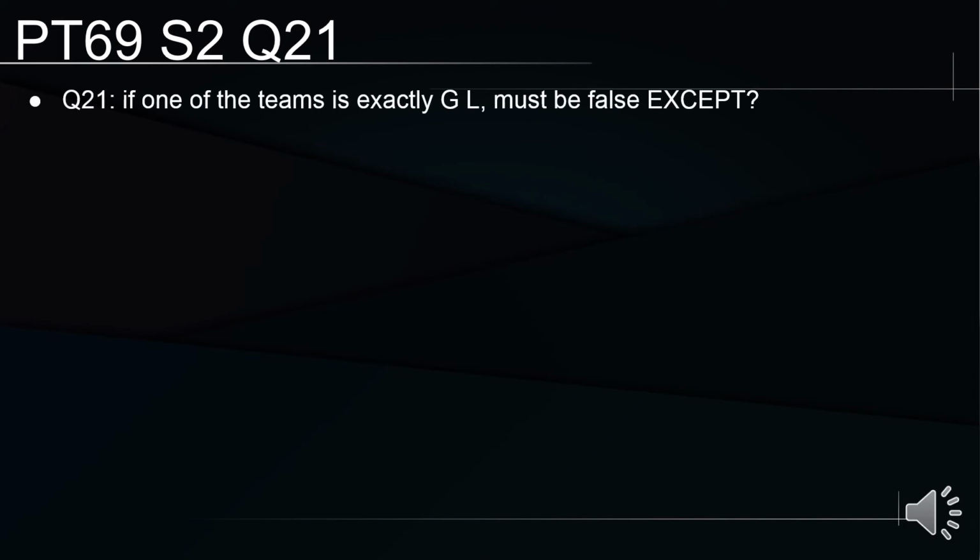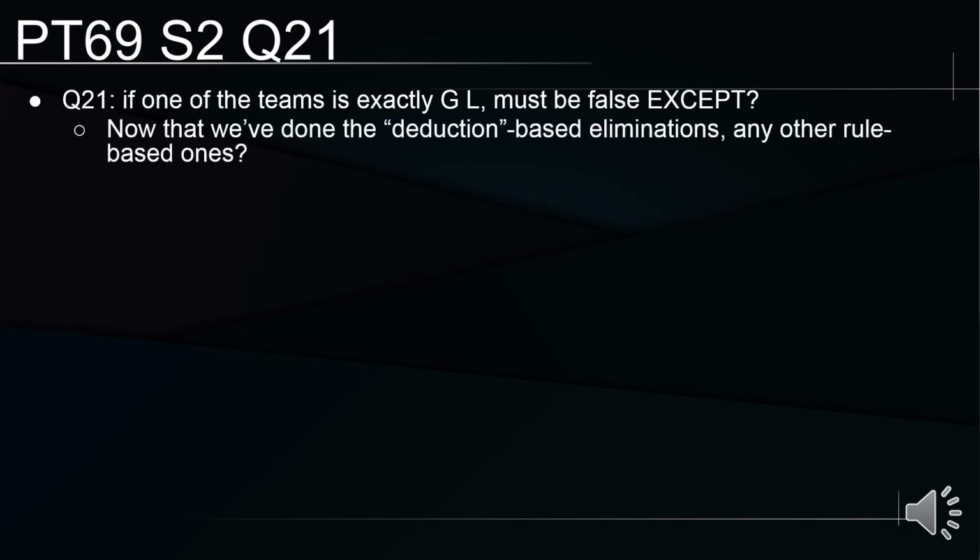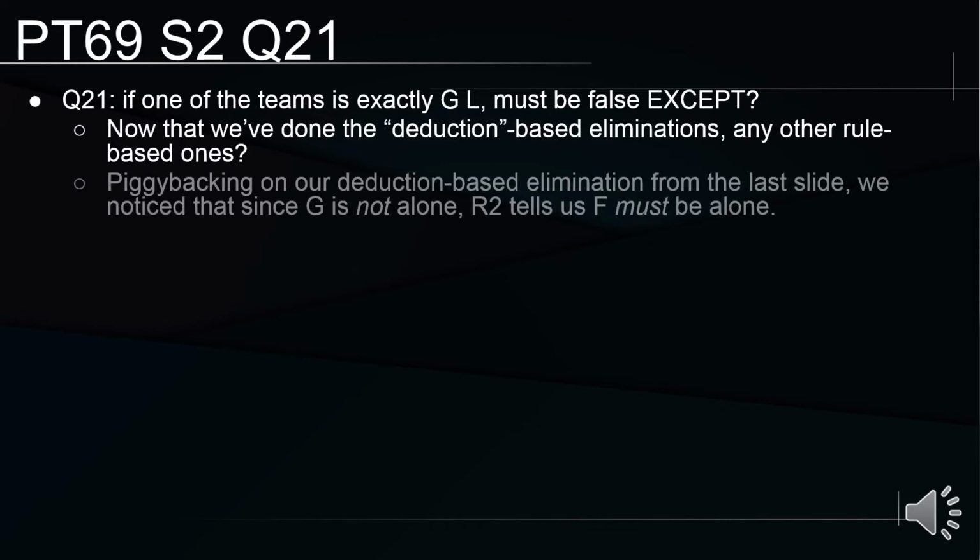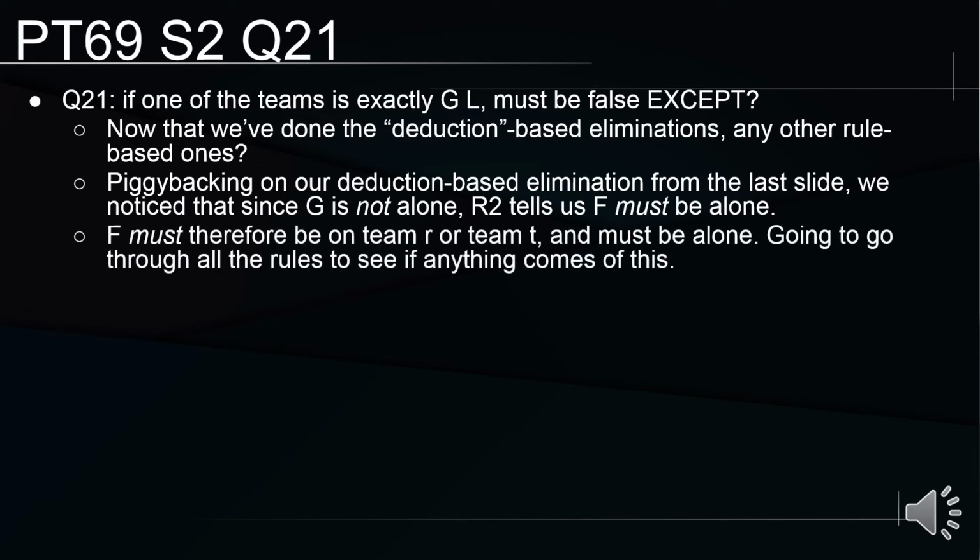So now that we have gone through the deductive things, for the same question 21, are there any rule-based eliminations that we can do? Piggybacking on our deduction-based elimination from the last slide, we notice that since G is not alone, rule 2 tells us that F must be alone. F must therefore be on Team R or Team T, because last time we figured out that F cannot be on Team S. The implication is that F has to be on Team R or Team T, and it must be alone. So with this updated fact, I'm going to go through all the rules now, and there's only 3 of them, and see if anything comes of this.